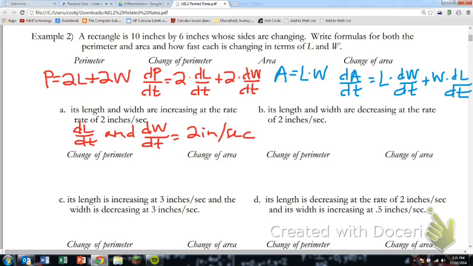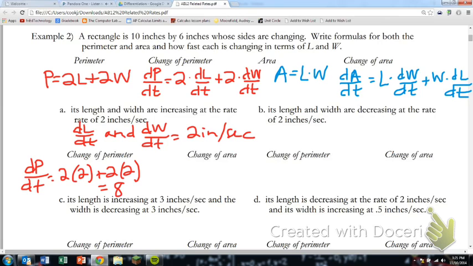So you can plug that in and figure out the change in the perimeter and the change in area for those rates of change. So the change in the perimeter is 2 times dL dt plus 2 times dW dt.